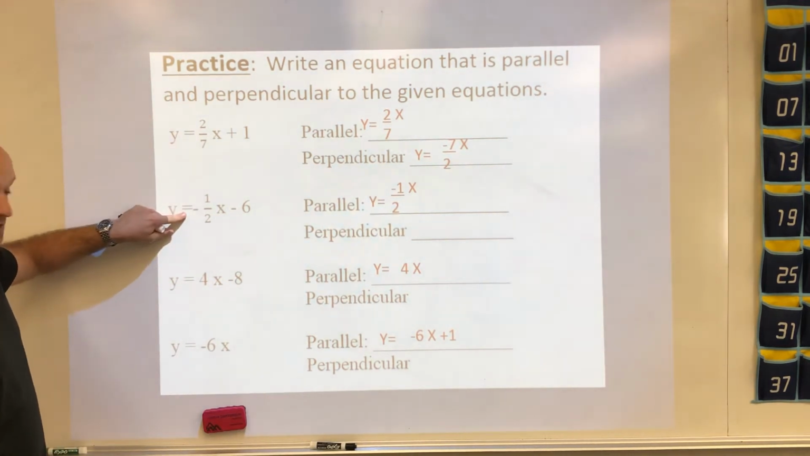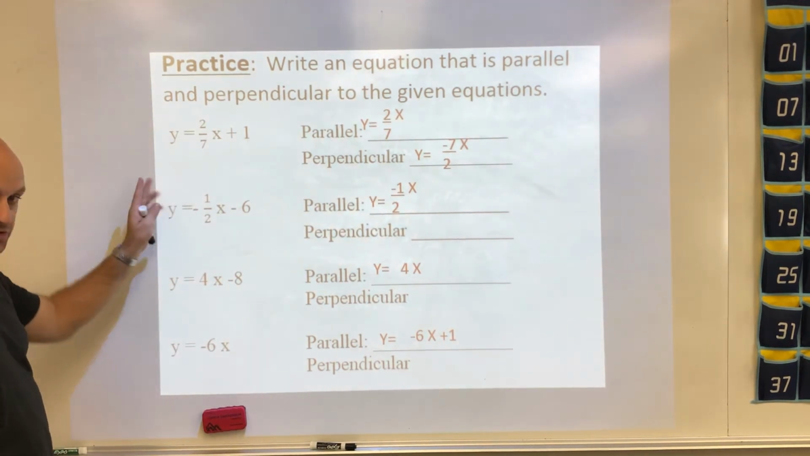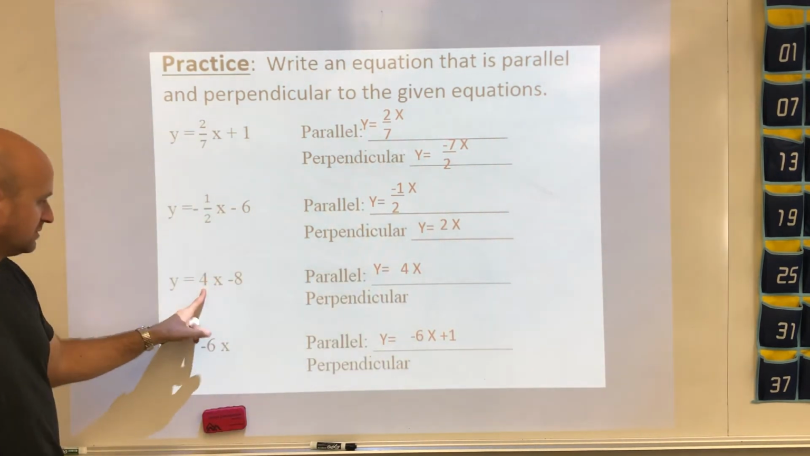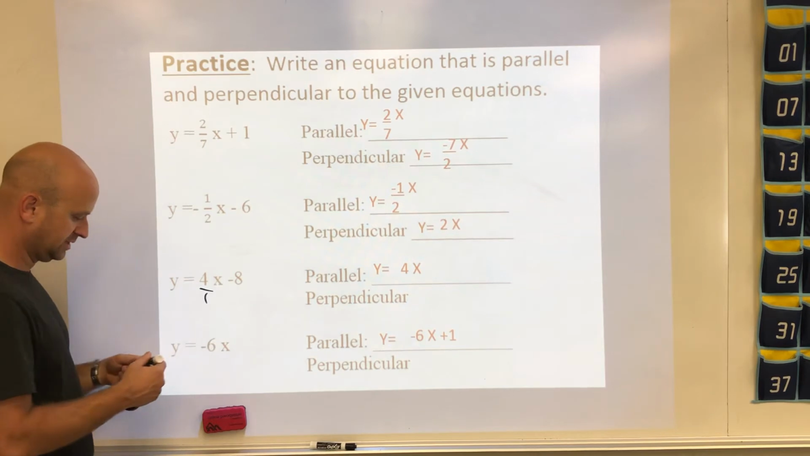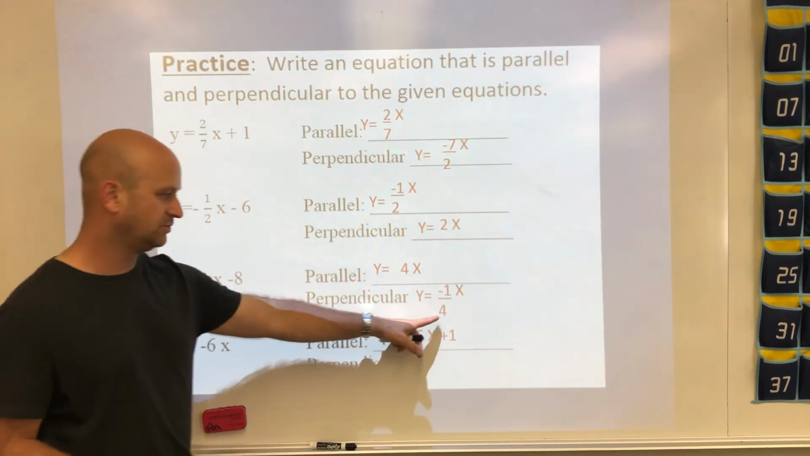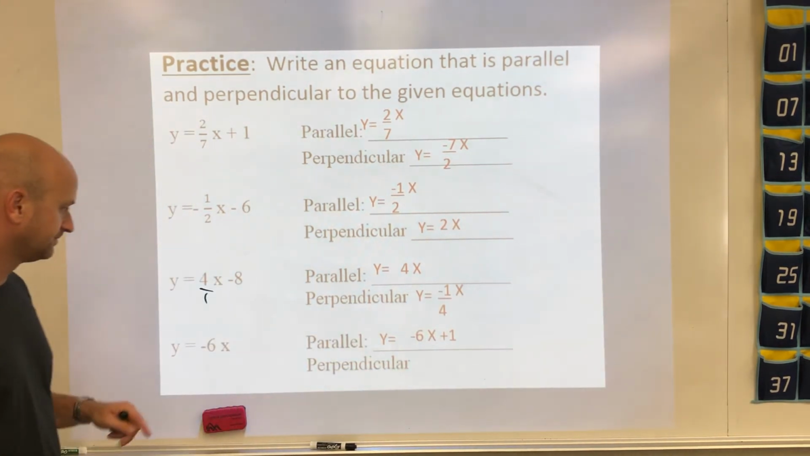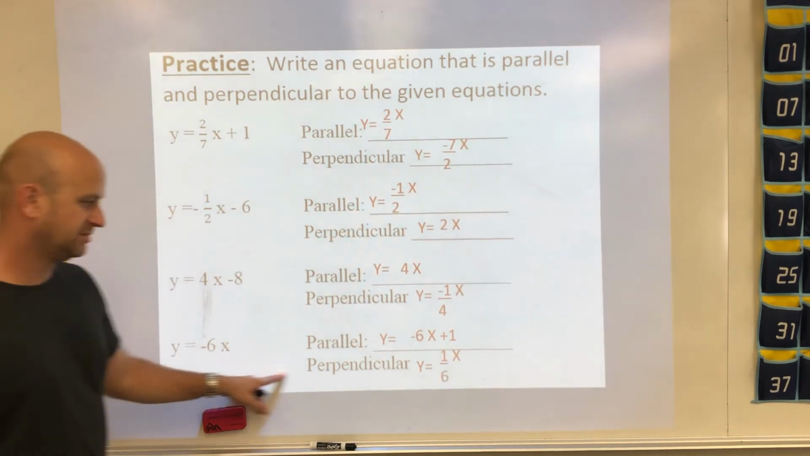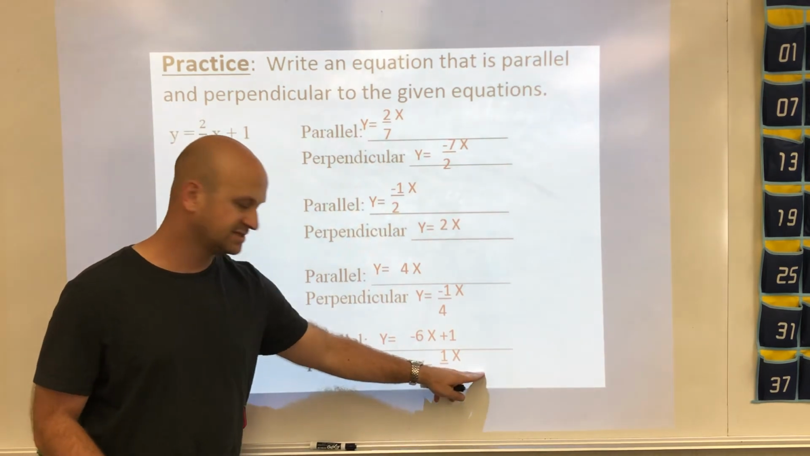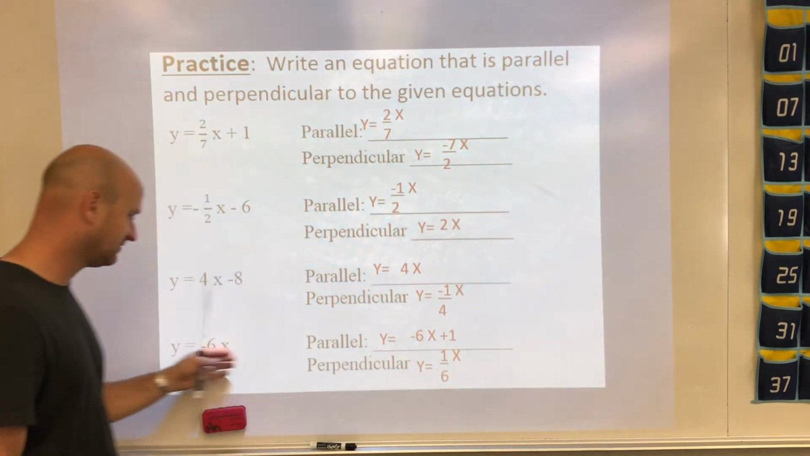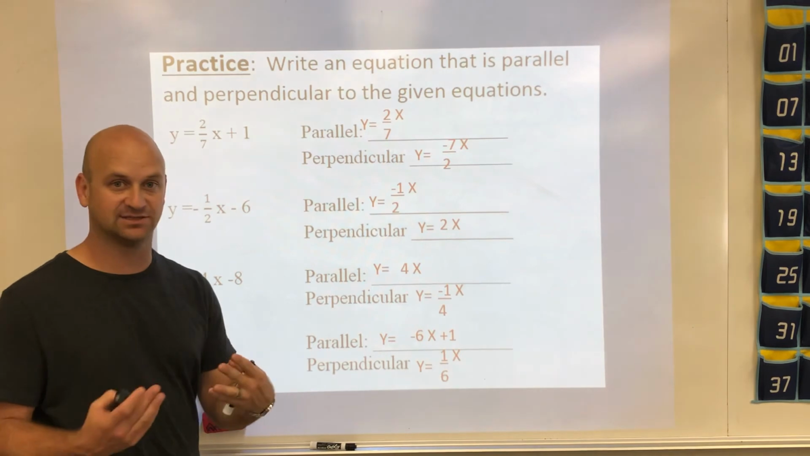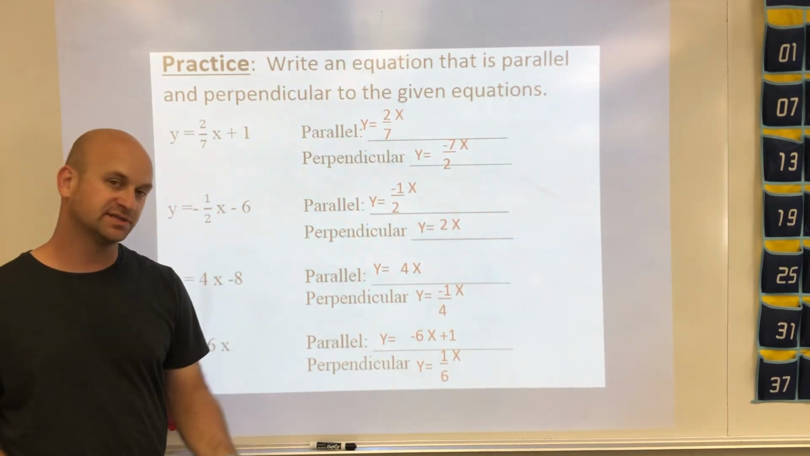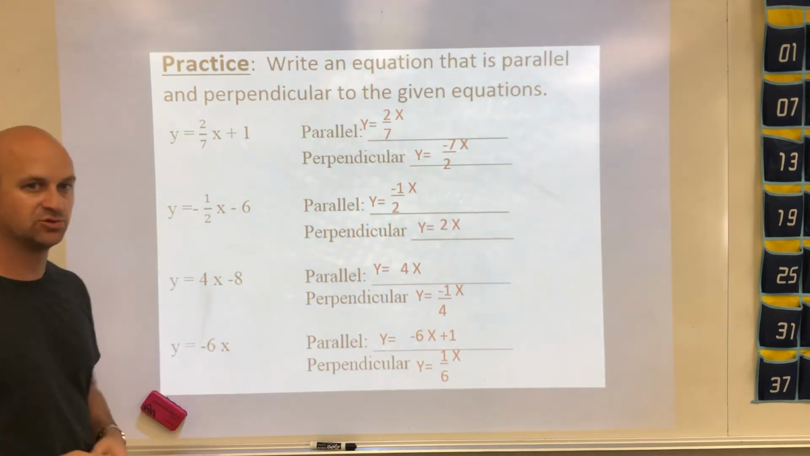All right, over here we have -1/2. So this would flip and then change the sign to become 2x. For over here, this would be 4. Technically it's 4/1. So if we flip the fraction and change the sign, we would get a -1/4 for a slope. And then over here, this would be -6/1, which would be a +1/6x. Now in this case, the perpendicular lines can have the same y-intercept. It's parallel that cannot. Typically, this will not be a problem in the questions that we have and on the assessments we have, but just to point that out to you guys.